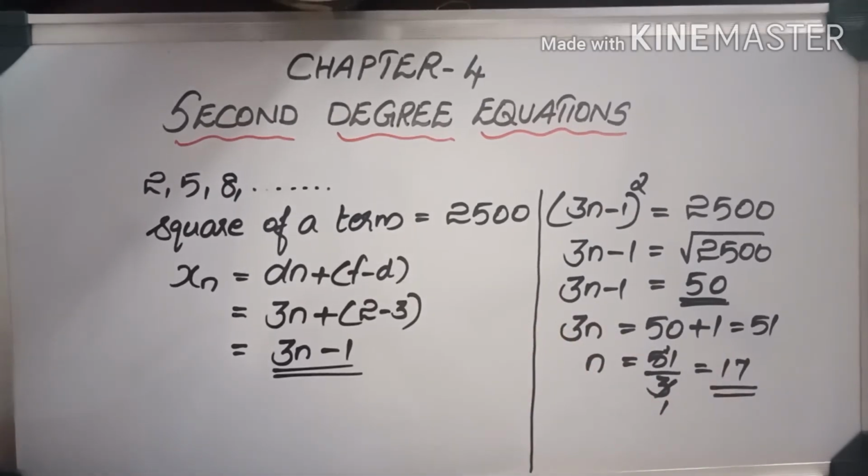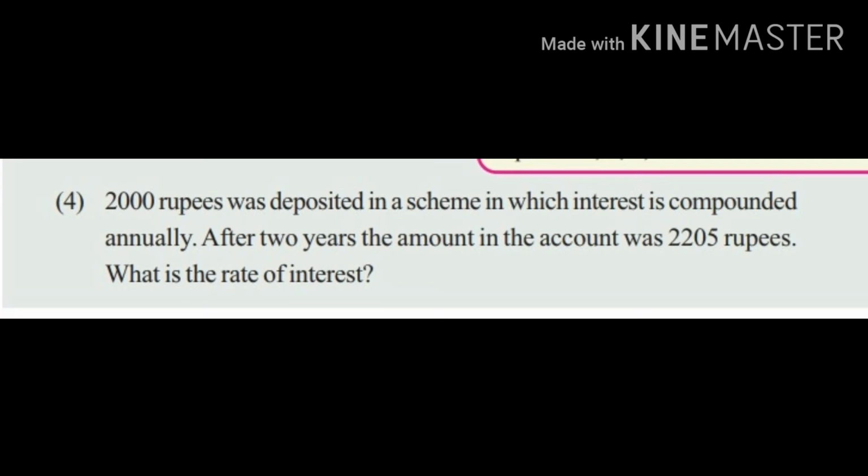Okay. Next is question number 4. 2000 rupees was deposited in a scheme in which interest is compounded annually. After 2 years, the amount in the account was 2205 rupees. What is the rate of interest? You need to find the rate of interest. In 8th standard you have learned about interest, the money math chapter. That equation we need to apply here.